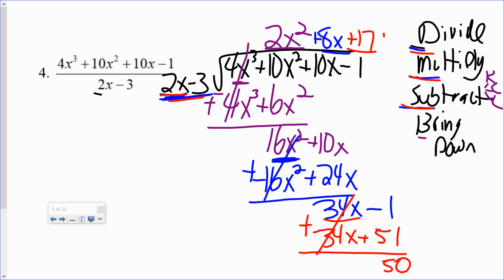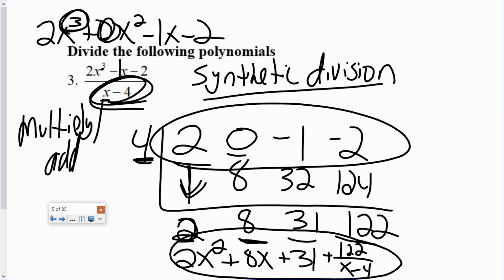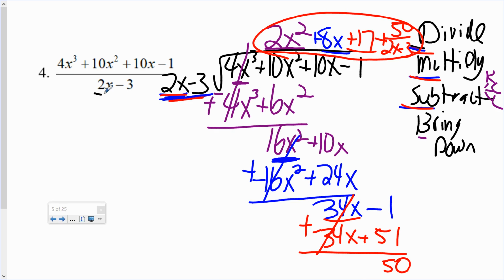And just like synthetic division, the remainder goes over the divisor. And that's it. So synthetic division, I can do it's easier if there's nothing in front of the x. If there is something in front of the x, I have to do long division: divide, multiply, subtract, bring down.